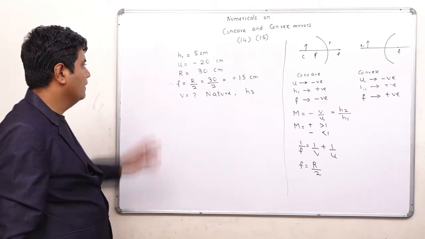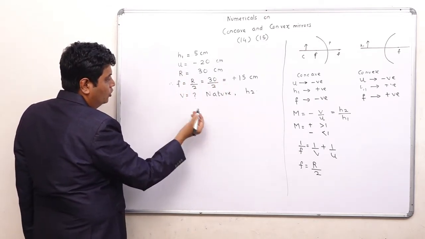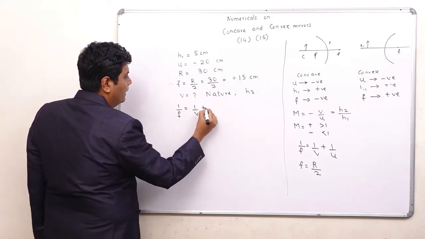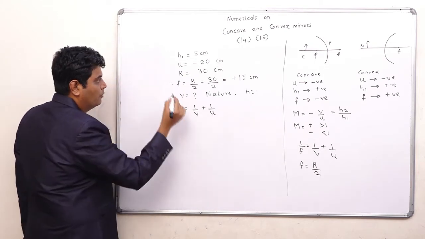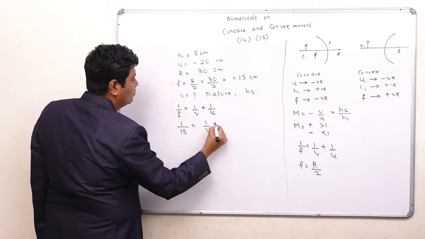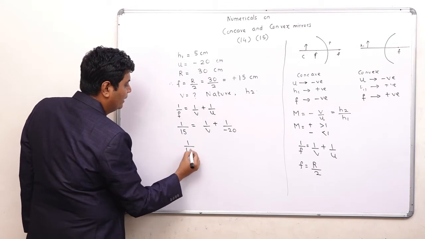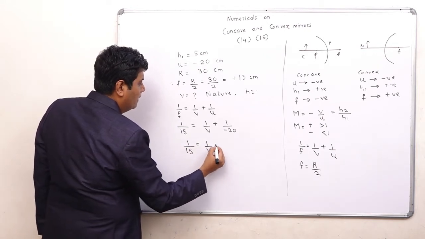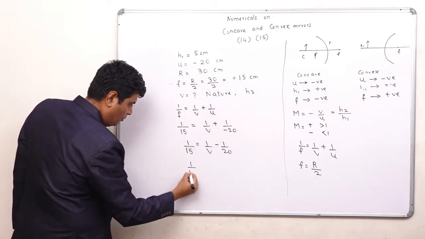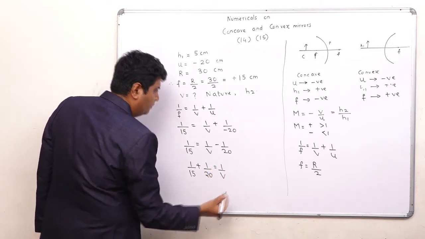Now, let us start solving the sum. You have F, you have U, you have to find V. So what is the formula? 1 upon F is equal to 1 upon V plus 1 upon U. 1 upon F, that is 1 upon 15, is equal to 1 upon V, which you don't know, plus 1 upon U. What is 1 upon U? 1 upon minus 20. So you have 1 upon 15 is equal to 1 upon V minus 1 upon 20. Minus 1 upon 20 transfers here. 1 upon 15 plus 1 upon 20 is equal to 1 upon V.